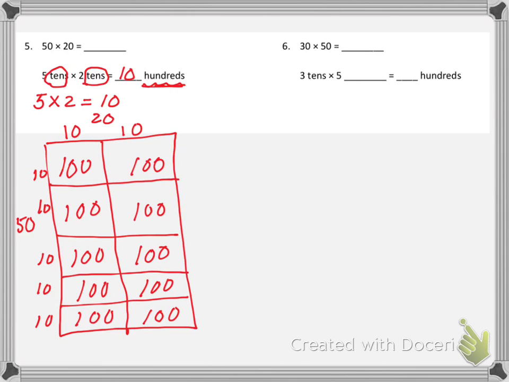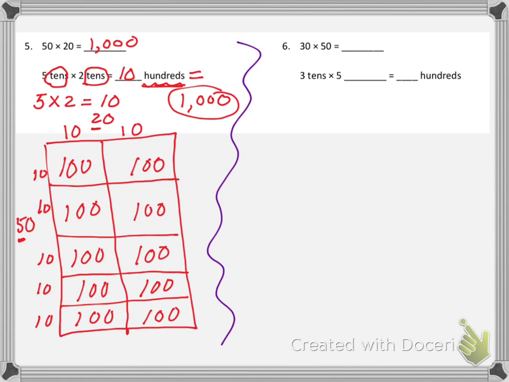So how many do we have? Well, going up and down, we've got 5, as in the 5 in the 50, and going across, there's 2, as in the 2 in the 20. So we have 10 copies of that hundredth, each one of those. So what is 10 hundredths equal to? 10 hundredths is equal to 1,000. So 50 times 20 is 1,000.